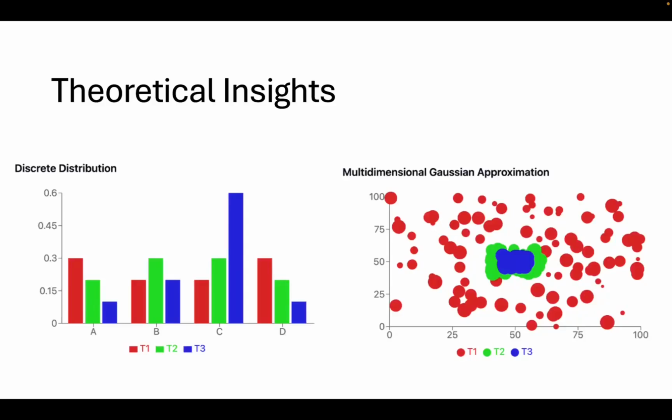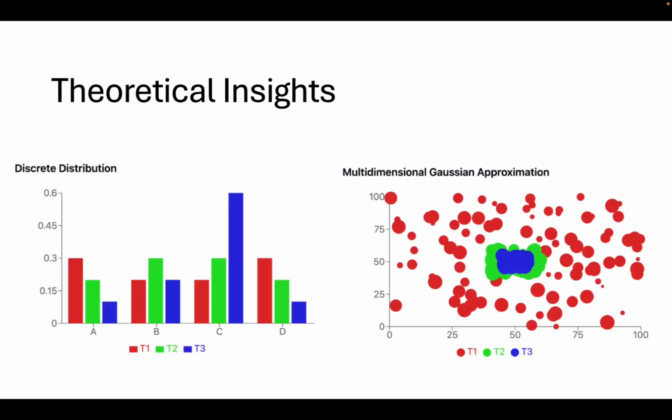Initially, we can look at T1. The distribution in T1 is relatively uniform across all categories. Over time, T2 and T3, you can see that the distribution becomes more concentrated on category C. This narrowing represents increased certainty or focus on a particular category as more information is gathered or processed.